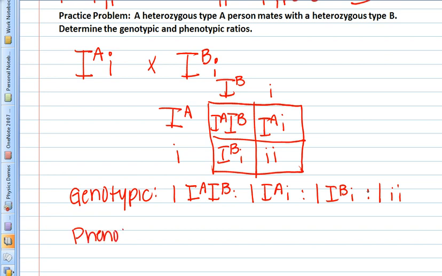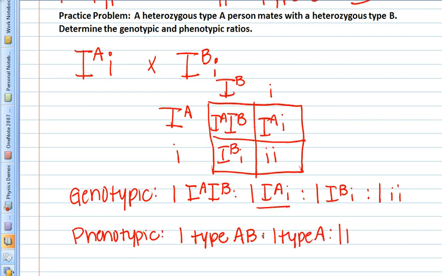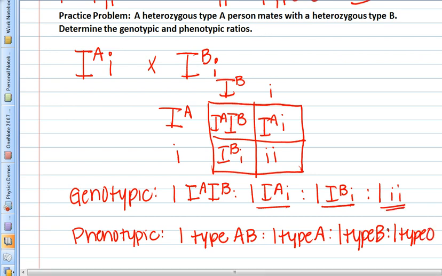Phenotypically, we are going to see that there are lots of options as well. That would be 1 type AB person, to 1 type A, to 1 type B, to 1 type O. That one with the 2 recessives shows type O blood. Hopefully this explains how multiple alleles work.